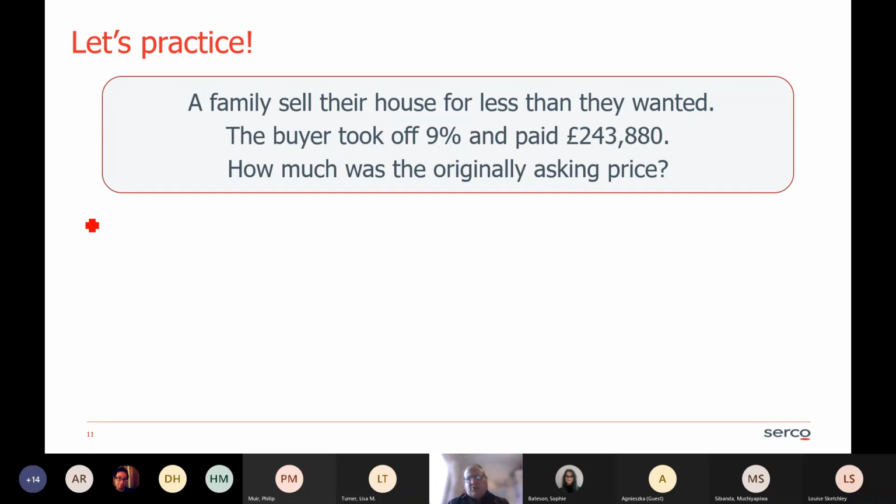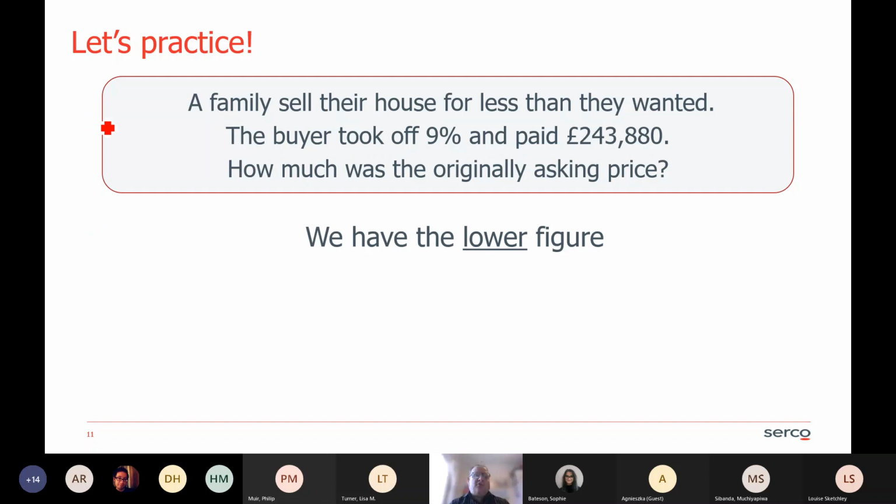The figure given there, £243,880. Can you tell me, is that lower than the original price or higher than the original price? Looking at the question, it's not a trick question. So do you think that figure, is that lower or higher? Are we given the lower or higher price? Yep, spot on. Lots of people getting lower. Not a trick question, but it says they took off 9%. So therefore, we know we've got the lowest figure, the lower figure.